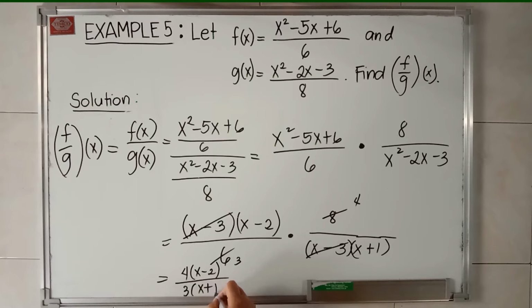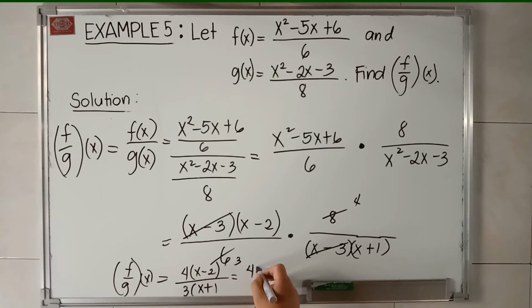Tandaan, palaging inuuna isulat yung constant. So f over g of x, we can still simplify this one. So 4 times x is 4x, 4 times negative 2 is negative 8 over 3 times x is 3x, and 3 times 1 is 3. So that is the final answer.